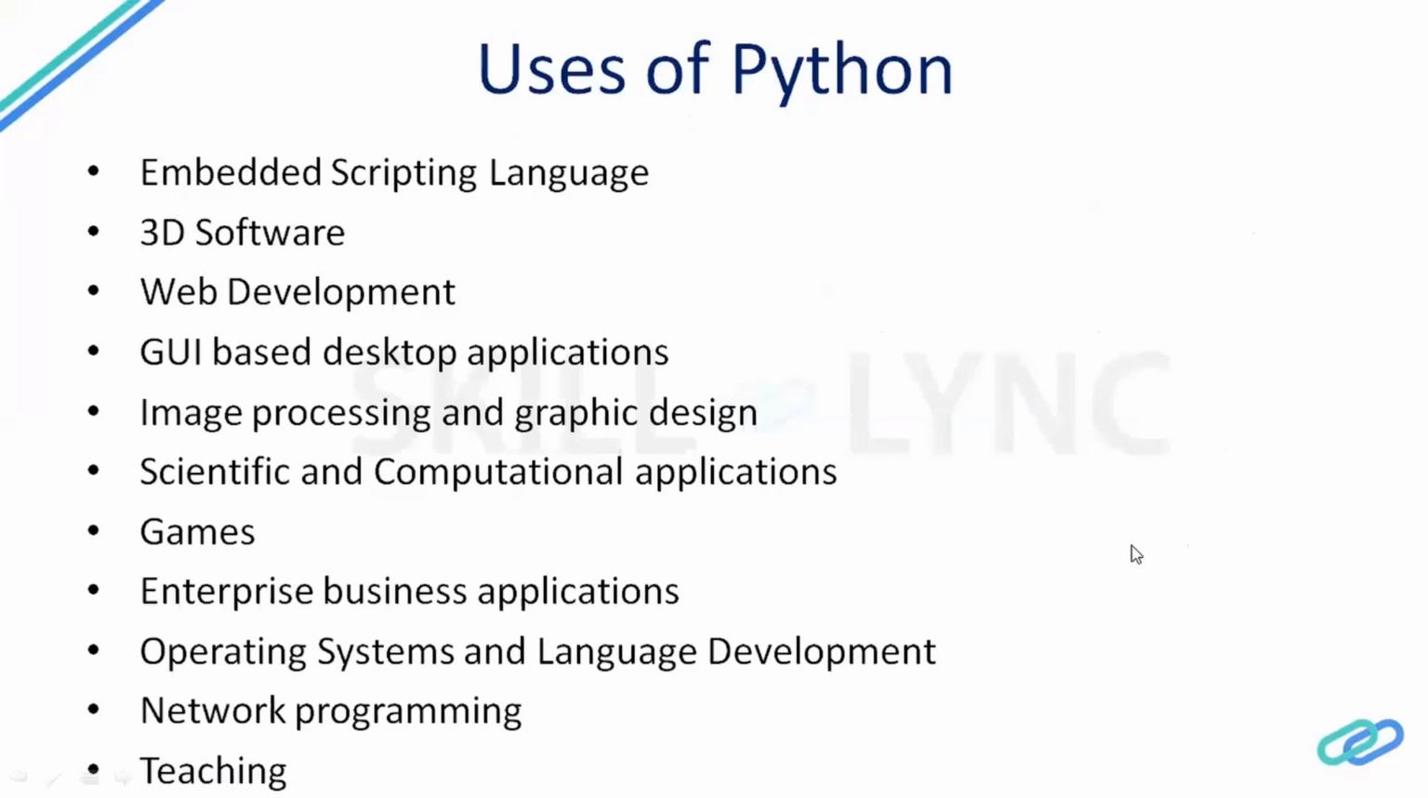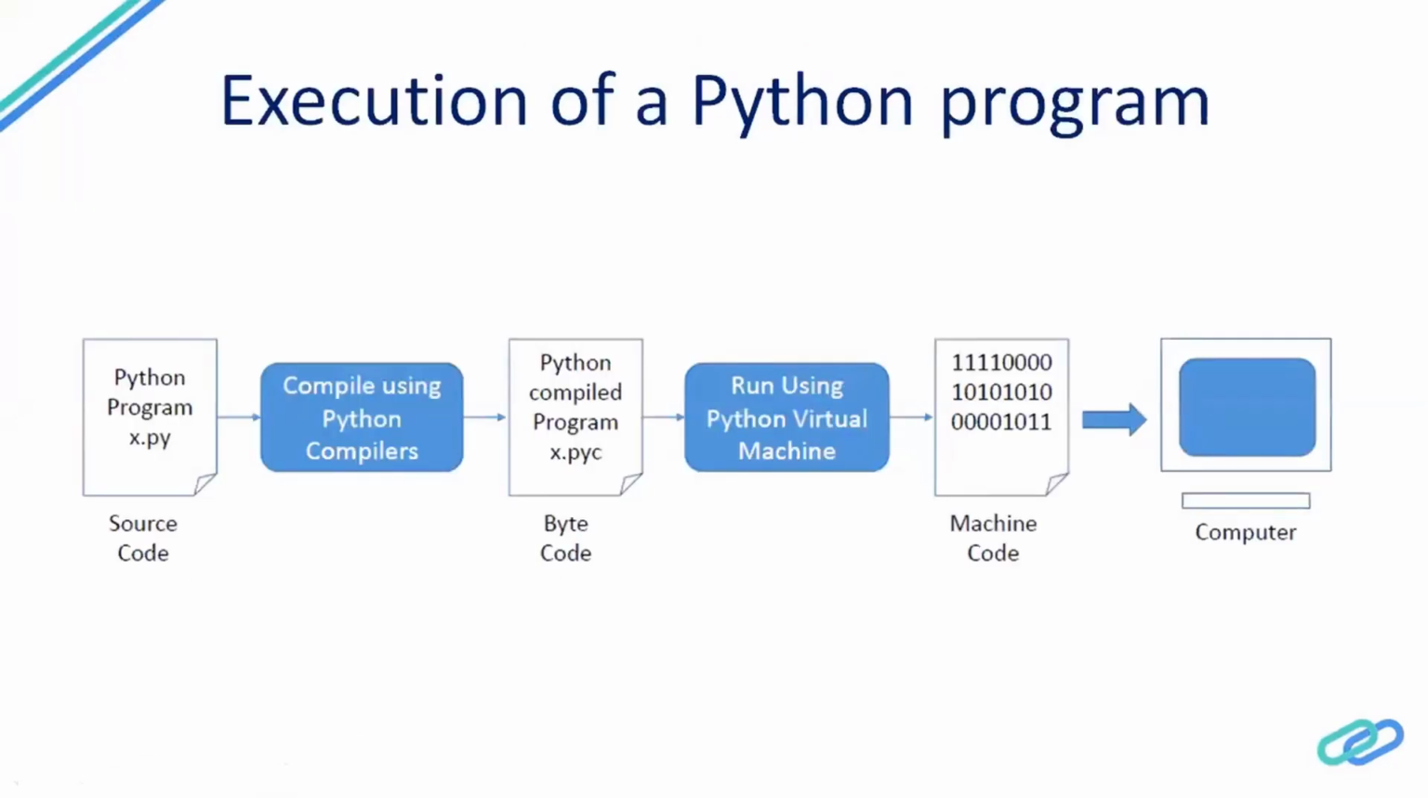It can be used for teaching programming, and it is used for network programming, socket programming, the interface between different systems on a network, and can be used for operating systems and language development. You can develop a new programming language using Python as well, and so on and so forth. So these are some application uses of the Python programming language. And this is how a Python program is executed.